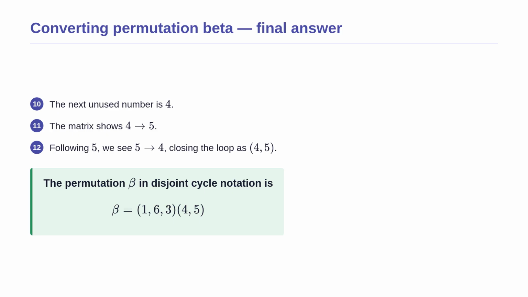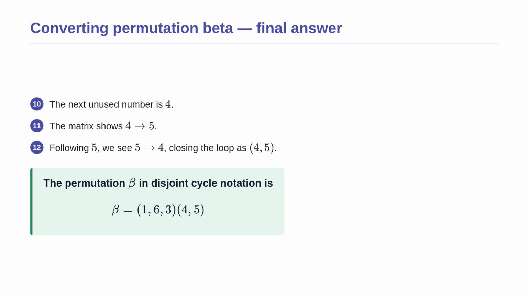Finally, we check the remaining numbers for permutation beta. The next unused number is 4. The matrix shows that 4 goes to 5. Looking at 5, we see it goes back to 4. This forms our final closed loop, which we write as the cycle (4, 5).